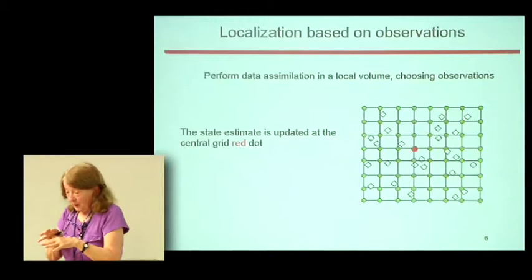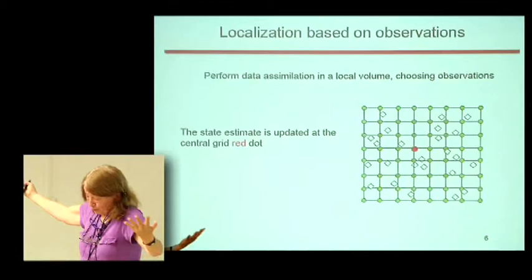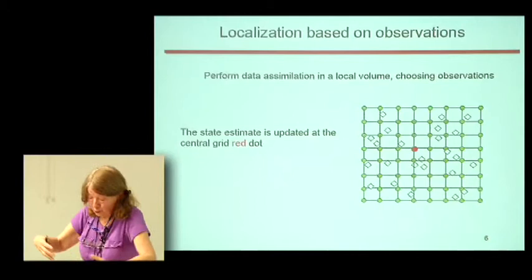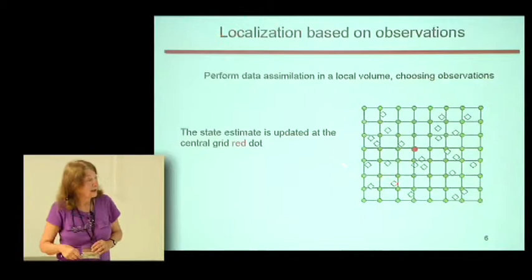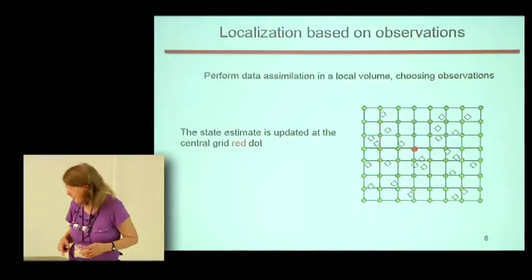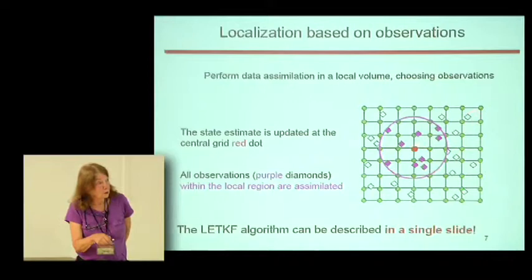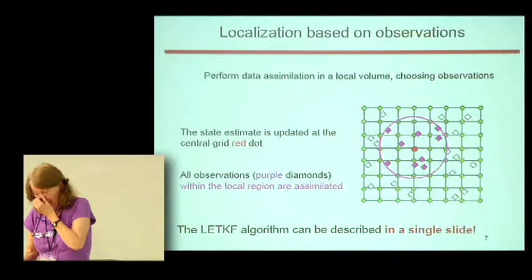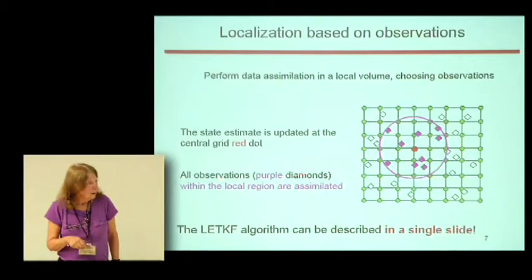So we cannot use observations that are too far, because observations that are too far will introduce covariances that have sampling errors. So we need to do something called localization. And in our system, the localization is done by choosing the observations that we are going to use at this particular grid point. We don't use the observations that are far away because we feel, and it's true, that for the information they give, they introduce more sampling errors, so it's not worth doing. So all the observations within the local region are assimilated simultaneously.